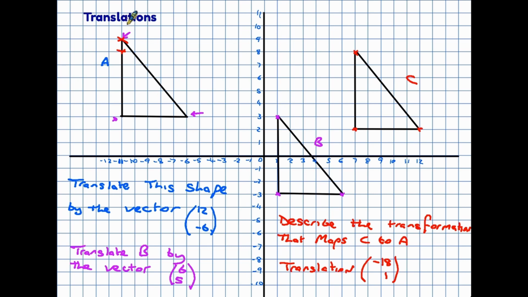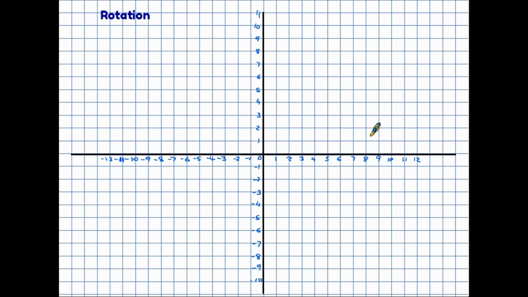So don't forget, translation, you are simply moving, no turning, nothing fancy, just a straight movement through a vector. Our next transformation is a rotation.